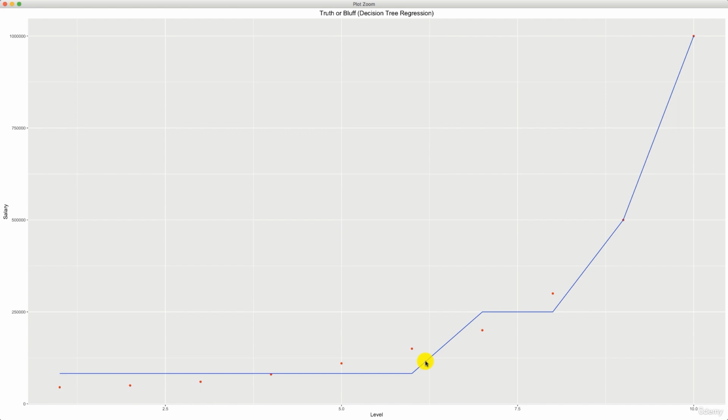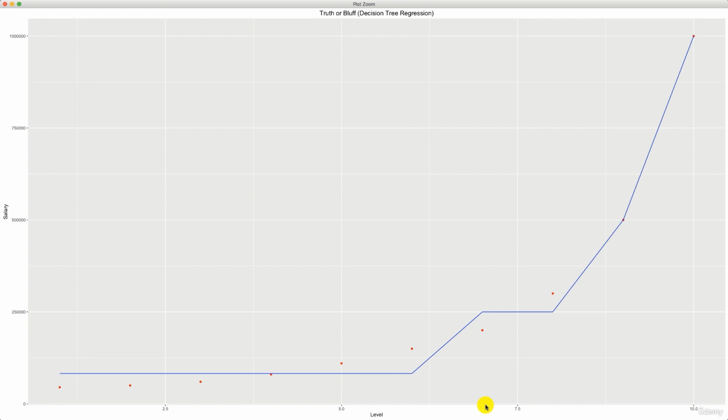So either it's considering an infinity of intervals with different constants in each of those infinite intervals, or we have a problem here. Of course, it's not the first option. Of course, the decision tree regression is not considering an infinity of intervals between this level and this level. So it's definitely the second option. So now do you see where the problem comes from?